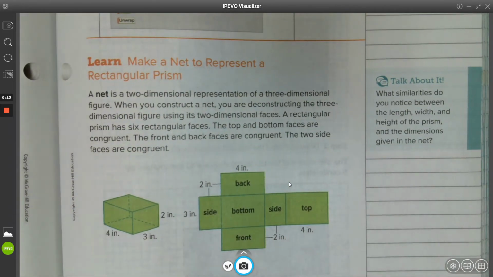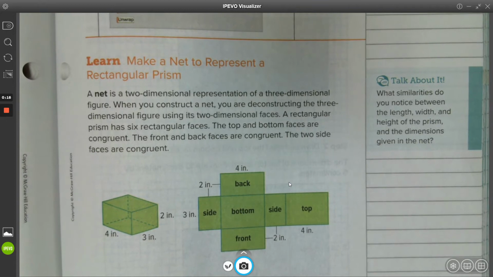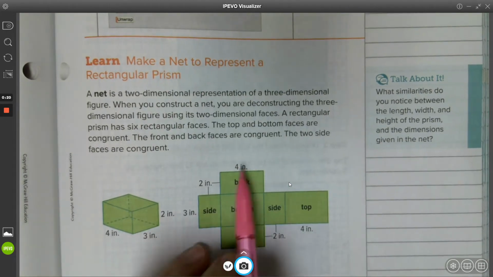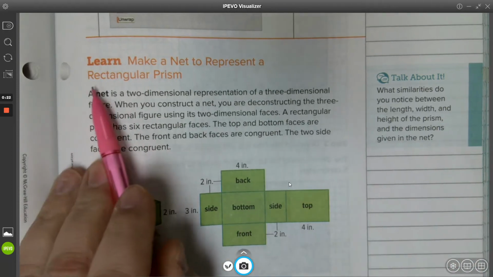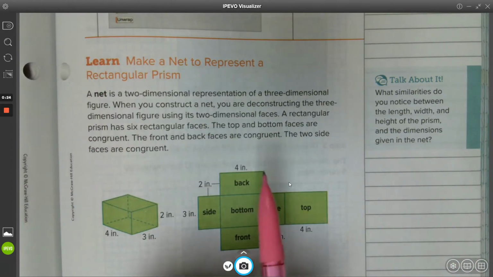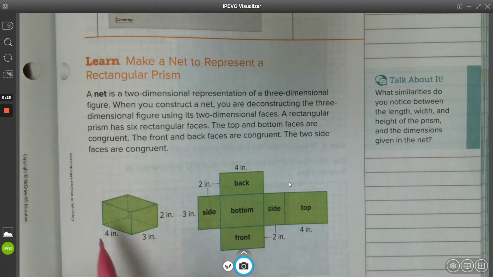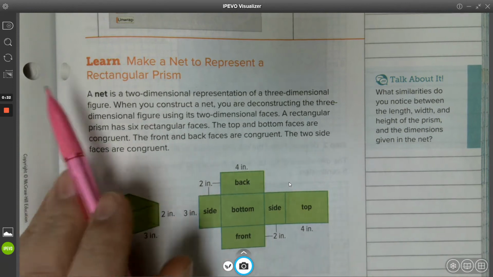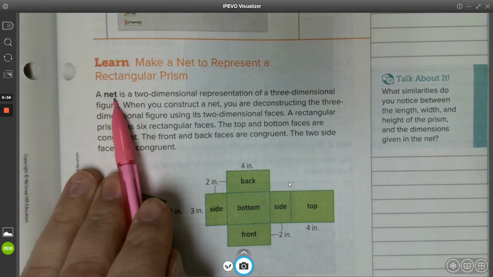So we know how to find area, right? You multiply two sides together to find the area of a two-dimensional shape. Now, when we talk about surface area, you're talking about all the surfaces around a three-dimensional object. And one way to find surface area is to make what's called a net.